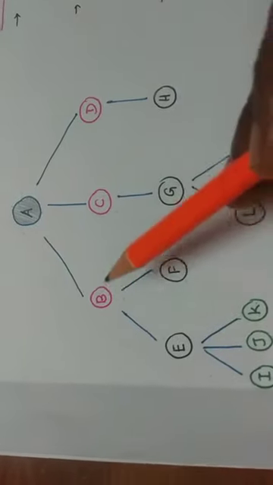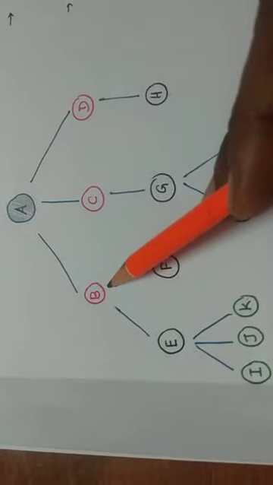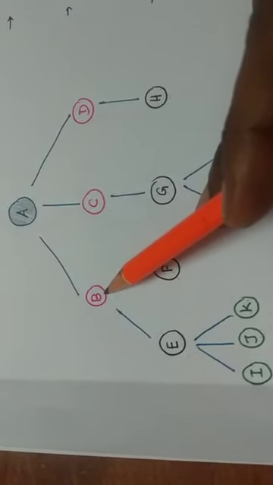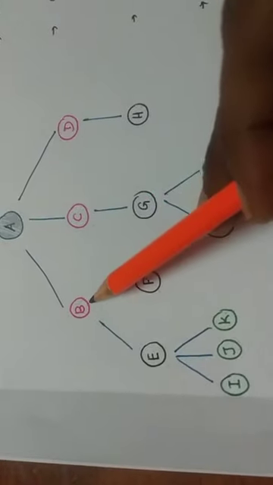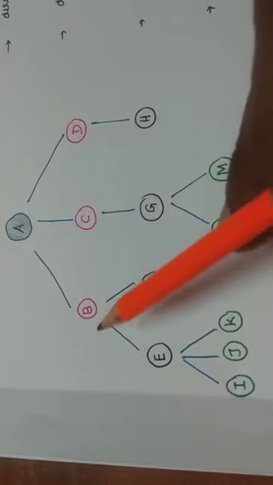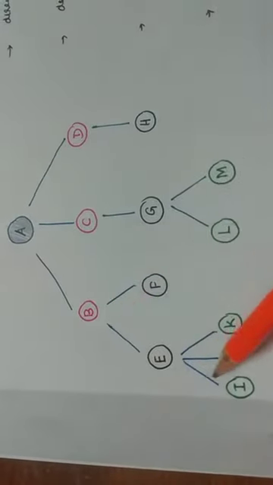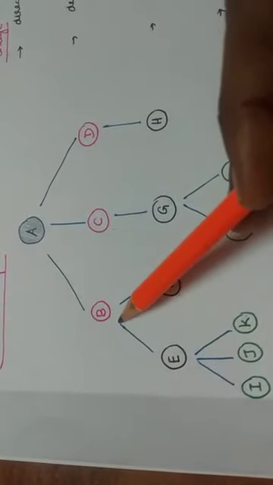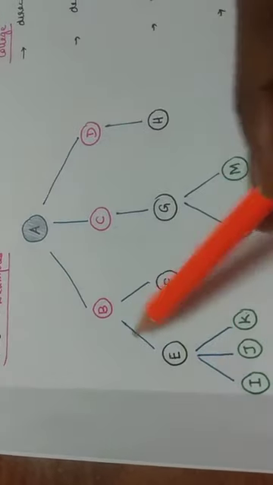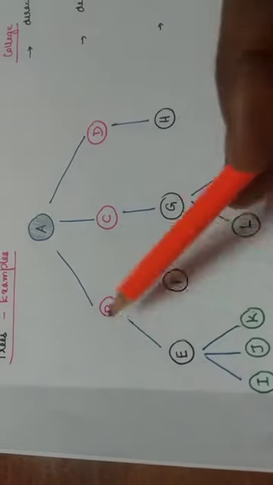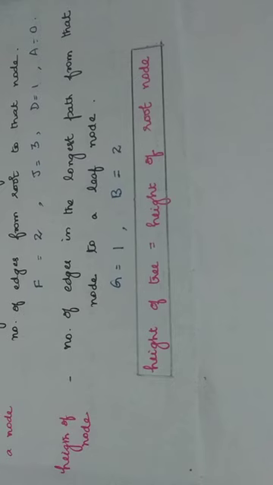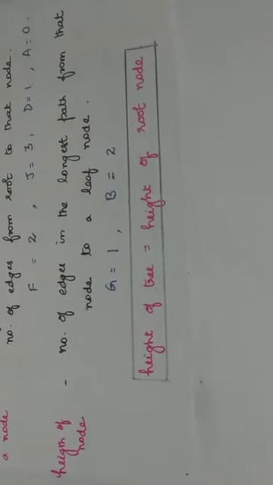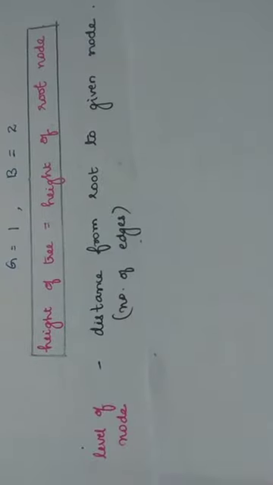Suppose I wanted to find out the height of node B. We have to find out the longest length. To the leaf nodes we have F as a leaf node, and I, J, K as leaf nodes. To reach F it is 1, but to reach I, J and K it has 2 edges. So the number of edges in the longest path is 2. So the height of node B is 2. In general, the height of a tree is equal to the height of the root node, because the root node has the longest path to a leaf node, and that will be the height of the tree.